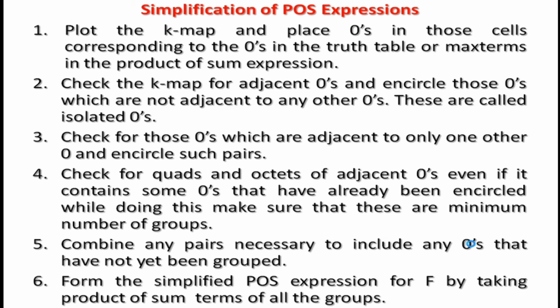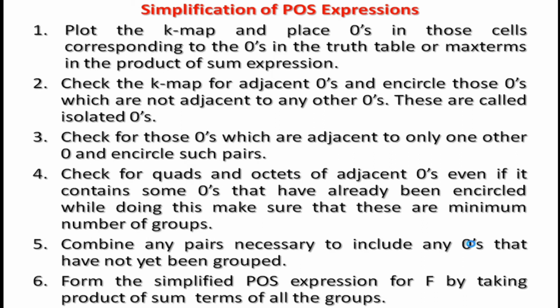Just a quick review. Plot the K-map and place the zeros, as it is a product of sum expression. We call them the max terms in the product of sum expression. And then check the K-map for adjacent zeros and encircle those zeros which do not have any adjacent zeros. We call them isolated zeros. Then go for pairing of zeros. A pair consists of two zeros which are adjacent to each other.